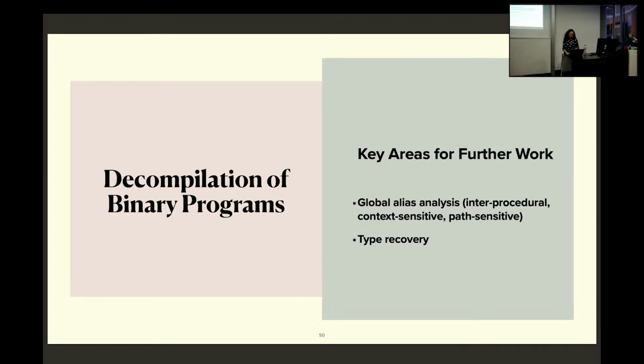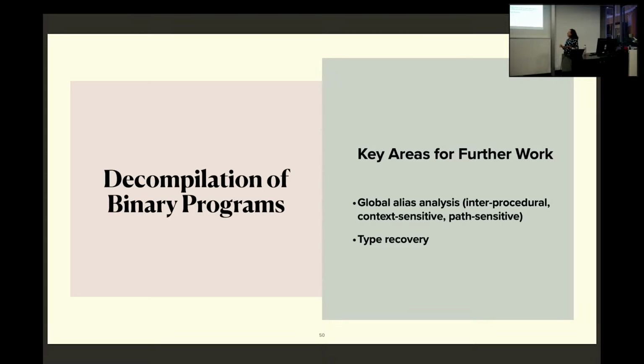So if we now go back and look at what areas in the decompilation of binary programs are still unresolved, areas that you could look into in the future, well, there's still this whole area of alias analysis, right? If you have two pointers, are they pointing to the same thing? Are they pointing to different things? That's alias analysis. That is something that hasn't been analyzed a lot in the context of decompilation.